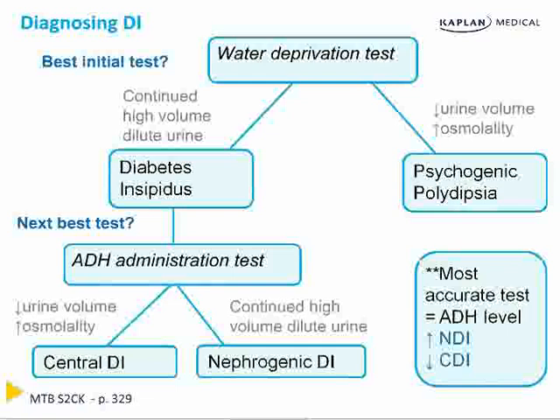If they ask you on the USMLE Step 2 for the most accurate test in telling central from nephrogenic diabetes insipidus, the correct answer is going to be to measure a serum antidiuretic hormone level. In nephrogenic DI, it's going to be elevated or normal because the brain is producing it in normal amounts, whereas in central DI, it's going to be low because the problem is with production.